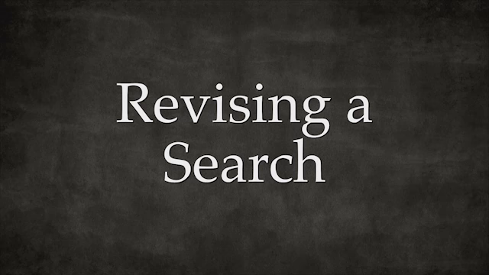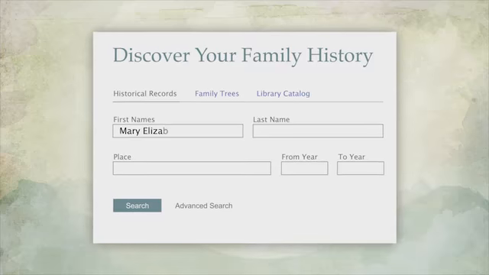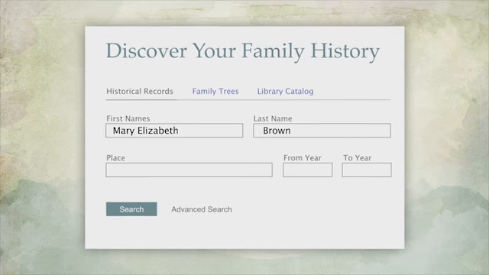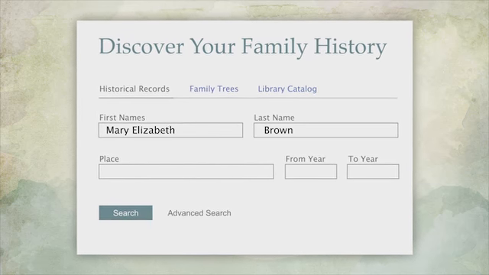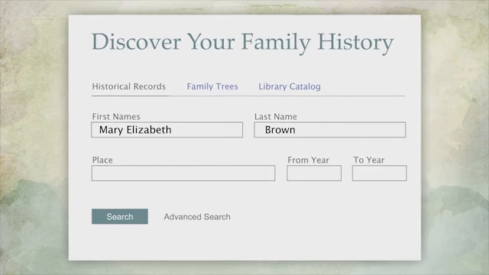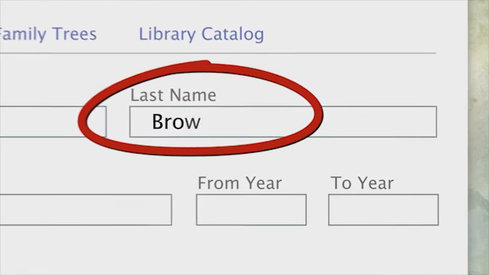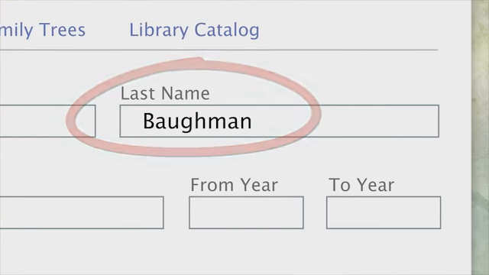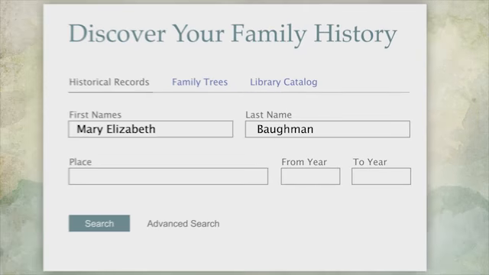Revising a search. If you don't find information about your ancestor on your first search, revise it and try again. Here are some tips. For a woman, enter her maiden name because that's the name that will be listed on birth and marriage records.